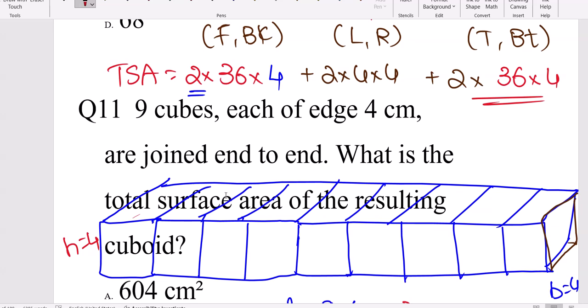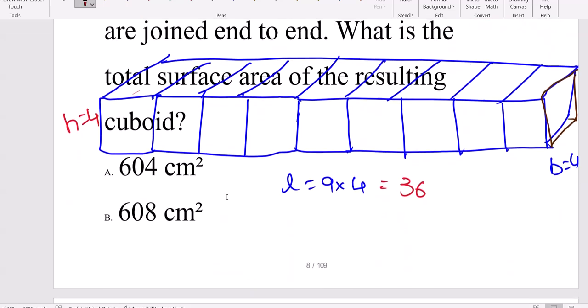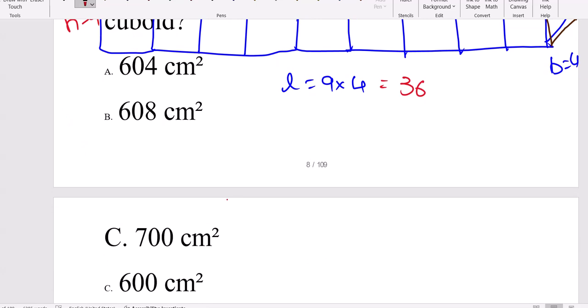I think 16 into 2, 32 is common in all. If I take 32 out, 1 plus 18, 19 plus 18, 37. 32 into 37 ending with 4. I hope 6, not 4, right?